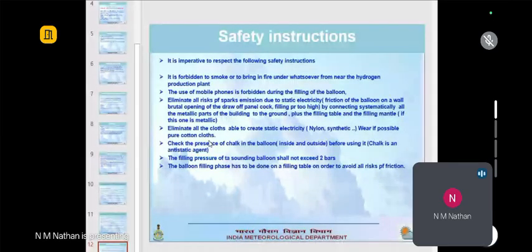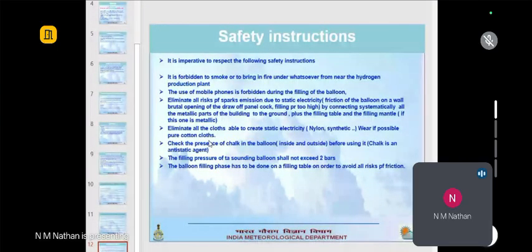And those who handle the balloon may notice that the balloon has an inner coat and an outer coat with chalk powder. So that is an anti-static agent. That is well and good, and it is also one of the better ways to do it.